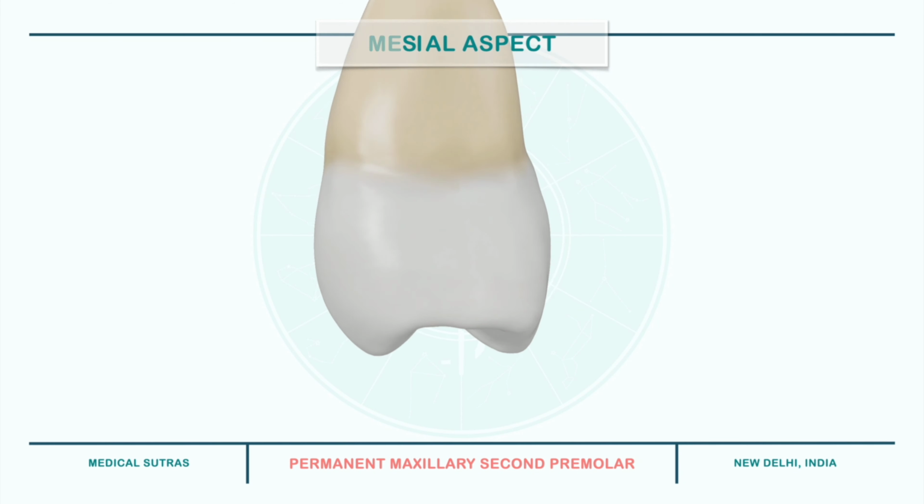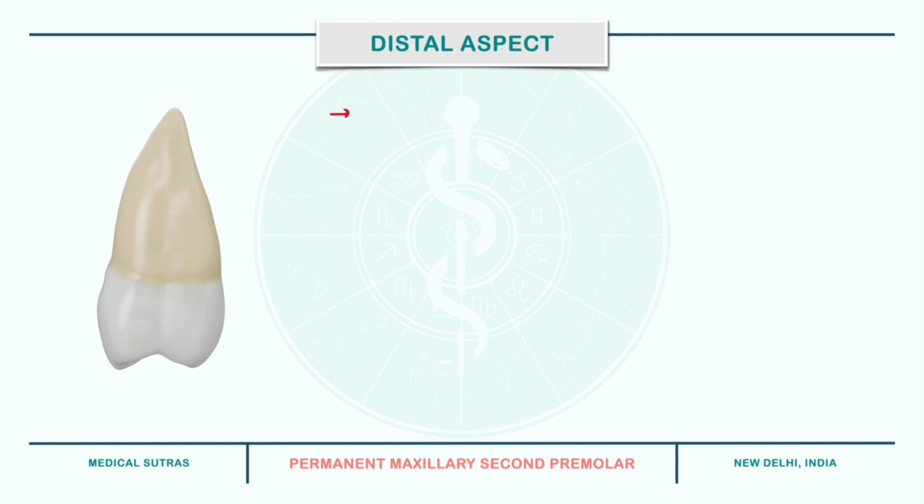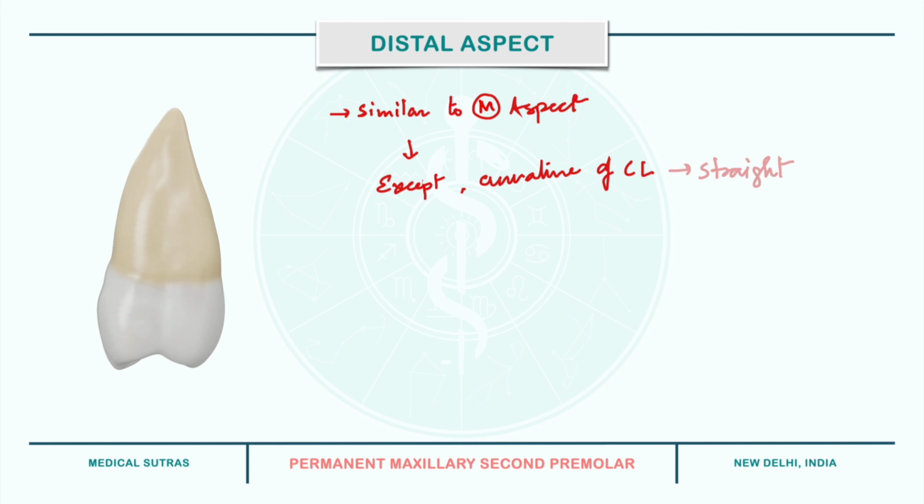Now coming to the distal aspect. It is similar to the mesial aspect except for the curvature of cervical line, which is often straight. If you remember the previous slide on dimensions of tooth, there we had discussed the curvature of cervical line is around 0 mm on the distal side, while on the mesial side it is 1 mm.